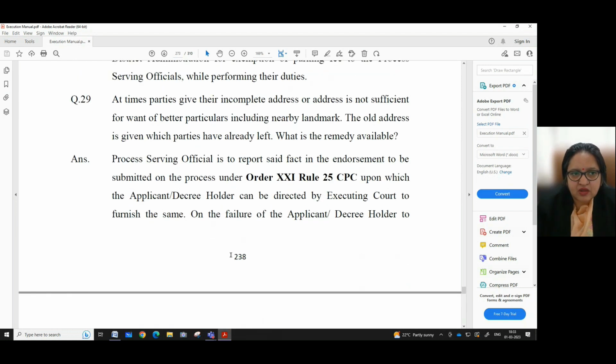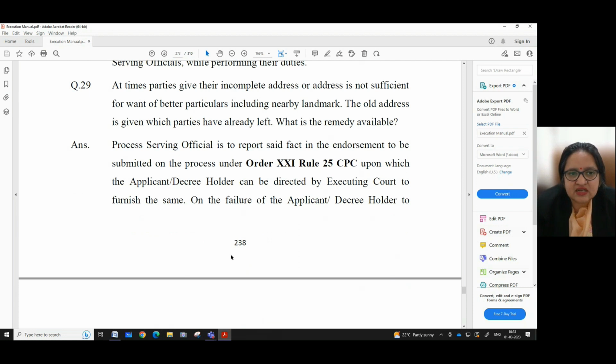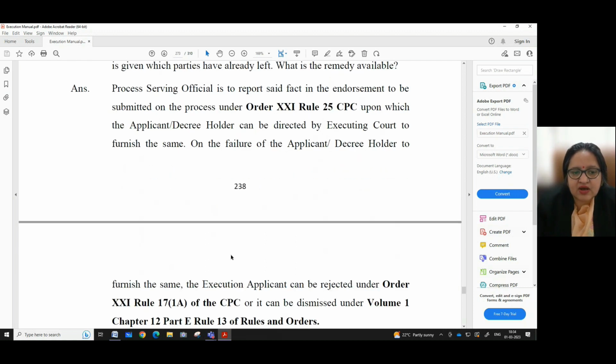Another question is that at times parties give their incomplete address or the address is not sufficient for want of better particulars, including a nearby landmark. The old address is given which parties have already left. What is the remedy available? Now, the answer to the question is that the process serving official is to report the said fact in the endorsement to be submitted on the process under Order 21, Rule 25 CPC, upon which the applicant or decree holder can be directed by the executing court to furnish the same.